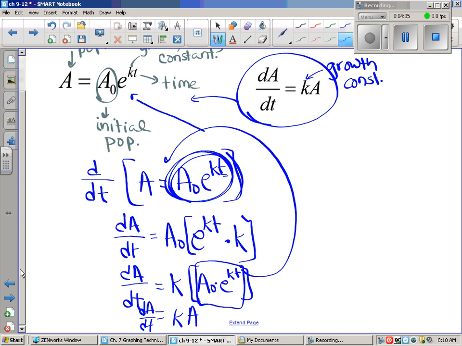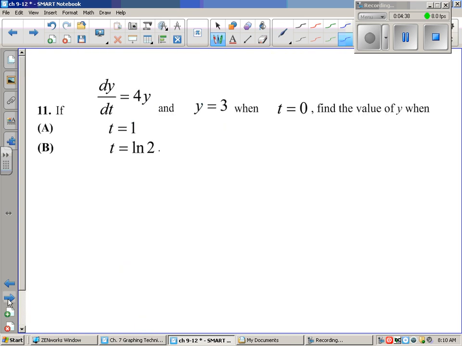Many times the word problems won't give you k, so we have to be able to address both. Let's look at an example. If dy/dt equals 4y. Now I want you to first of all see that this is in fact an exponential growth and decay, even though it says dy and you're like, but it doesn't say dA. I know. I want you to be familiar with the fact that it can change the letters. It doesn't have to strictly say A to point out that it's exponential growth.